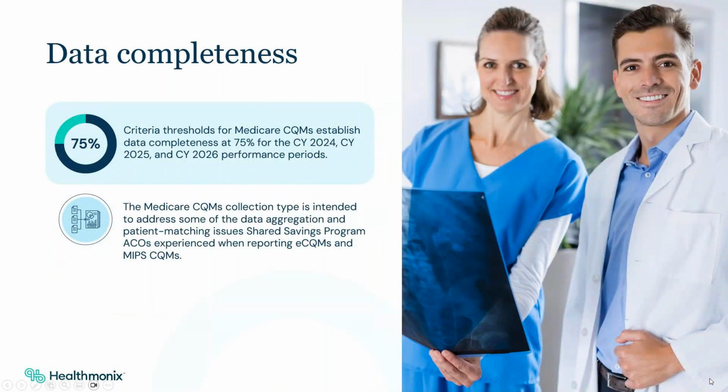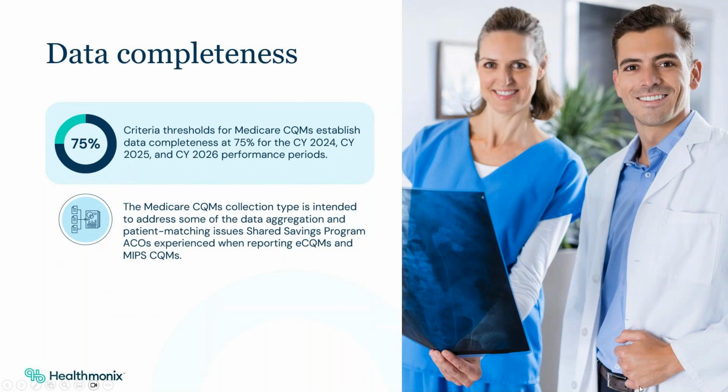When it comes to data completeness, it's been around a while now. If you need extra information on this, we've done some webinars and have a couple of documents that we can share. But it's 75% of eligible instances, and that's across your entire ACO. So if you have specialists in your ACO who don't have attribution, if they still have eligible instances, you need to be reporting on that information.